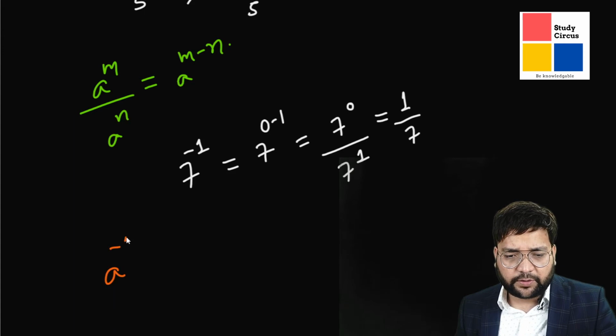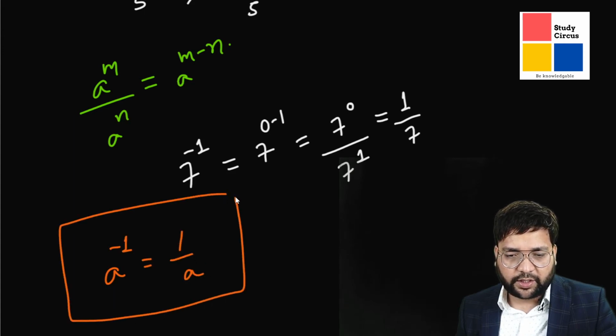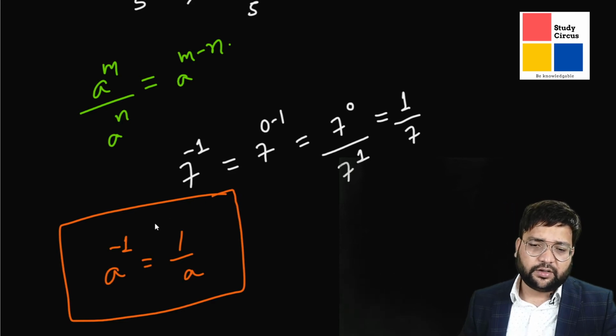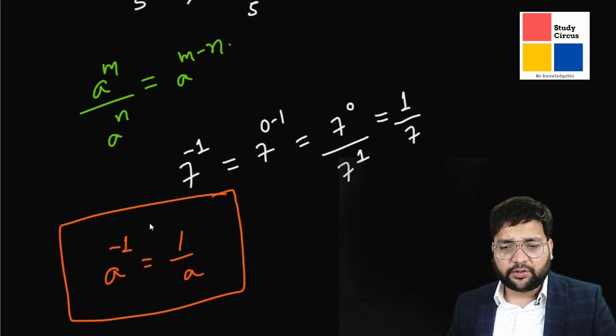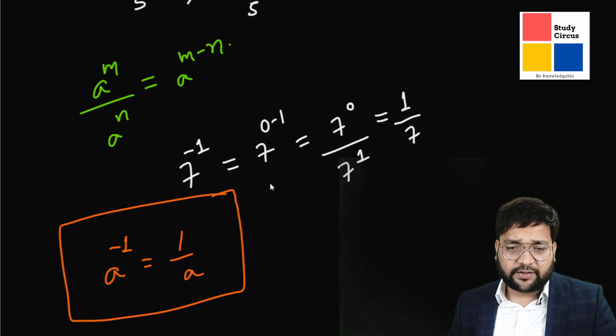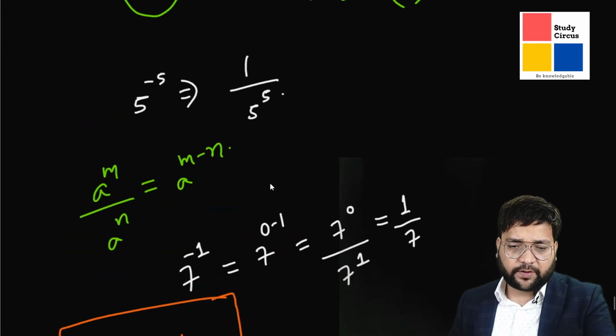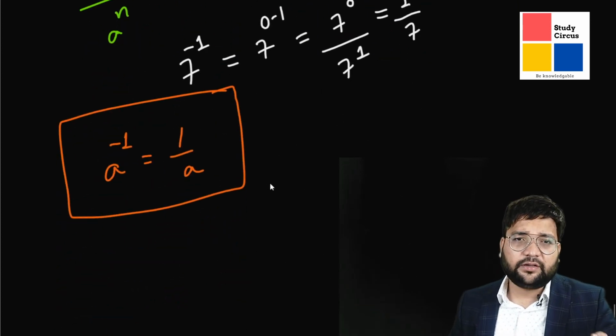Any number to the power minus 1 is 1 upon the number. This we can conclude from here. Why? We have seen this: a to the power m upon a to the power n, simple logic. That many numbers will be cancelled, so what is remaining will be left.